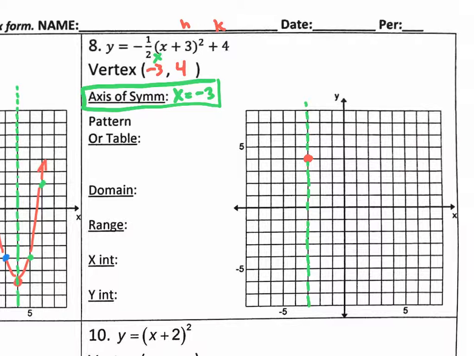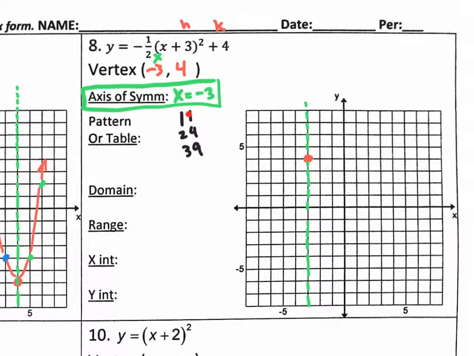Pattern? Okay, so if you want to use the pattern that we have memorized, it is 1, 1, 2, 4, 3, 9. However, we need to modify the second numbers on each of these pairs of numbers, right? Why is that? Because the A value is not 1. This is the pattern for the A value of 1. If the A value changes, these second numbers are going to change according to that A value.